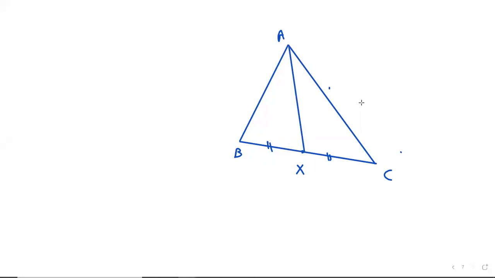In triangle ABC, if X is the midpoint of BC as you see here, then AX is called a median. AX line segment is called a median in the triangle. The medians of the triangle intersect at 1 point. The point of intersection of the medians of the triangle divides each of them in the ratio 1 to 2 from the base.